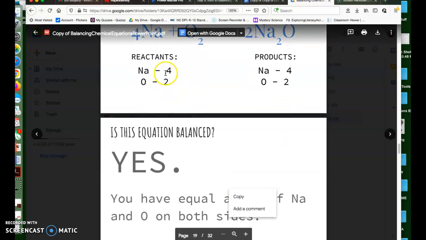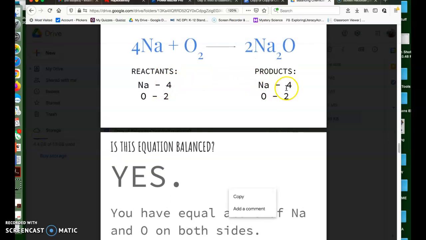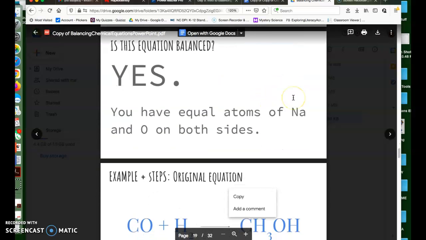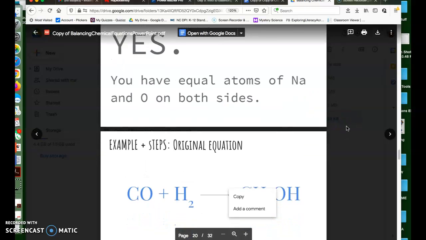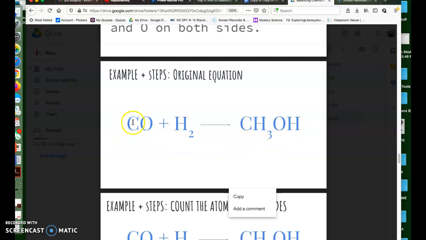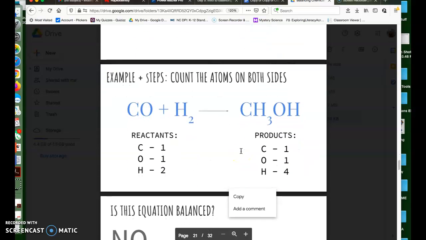Yes, because the number of sodium atoms here on the left side equals the number of sodium atoms on the right side, and the number of oxygen atoms here equals the number of oxygen atoms here. You have to have equal atoms of sodium and oxygen on both sides. Here's another one. So I've got CO plus H2 yields CH3OH. Let's count the atoms on both sides here.